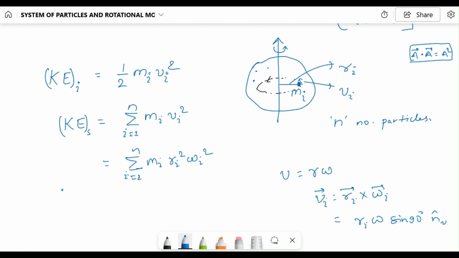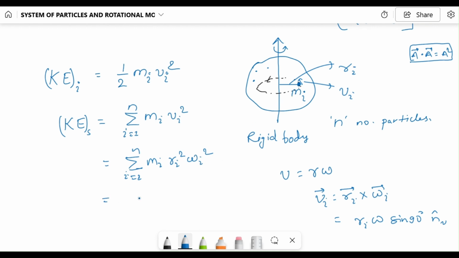Okay. If this is a rigid body, it is going to complete one rotation in the same time as each and every particle completes one rotation. So the angular velocity for each and every particle in this rigid body will be the same, because they are all going to complete one revolution about this axis in the same time. So this angular velocity will be the same for each and every particle.